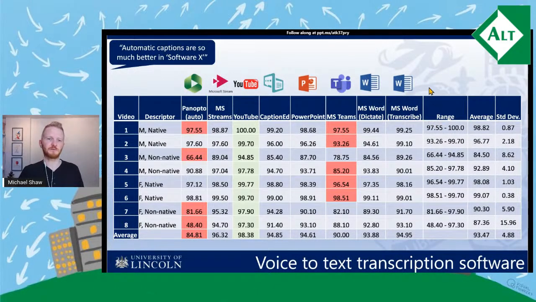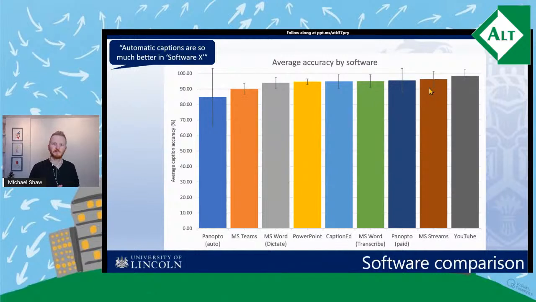If we visualize this data a little bit better so that we can see the average accuracies across all the technologies tested, between 84 and 99% accuracy. So we know that some technologies might provide, on average, a few extra percentage accuracy in the automatic captions, but none of them reach 100%, and so still need correcting.